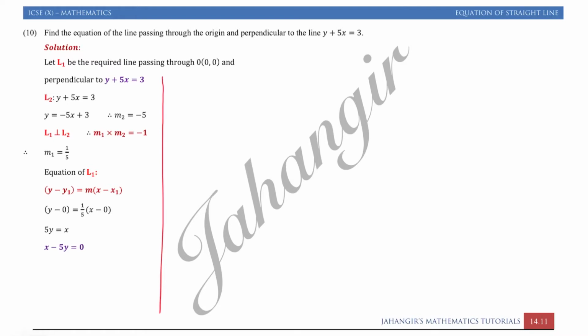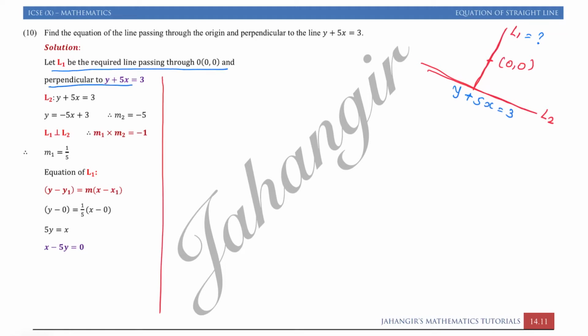Find the equation of a line passing through origin. Let's say this is a line which is passing through origin, 0, 0, and it is perpendicular to another line. Let's say required line as L1 and given line as L2. So given line's equation is y plus 5x is equal to 3. We have to find the required line L1's equation. So we can say let L1 be the required line passing through 0, 0 and perpendicular to L2, that is y plus 5x equal to 3.